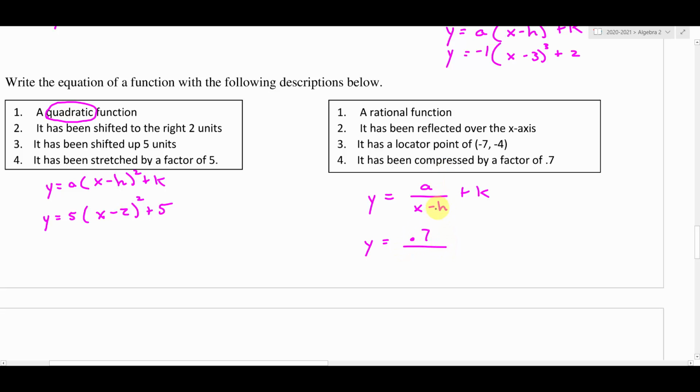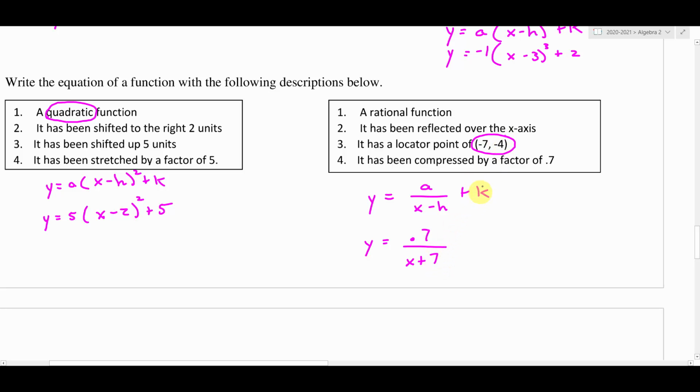The next thing it wants to know is the horizontal translation. So I'm looking for something that has moved it left or right. Now it doesn't specifically say that it has been moved left or right, but it does tell me where the locator point is. So if the locator point is at -7 on the x-axis, that means it had to move to the left. So to move to the left, I need an x plus, and to move to the left 7, I need an x plus 7.